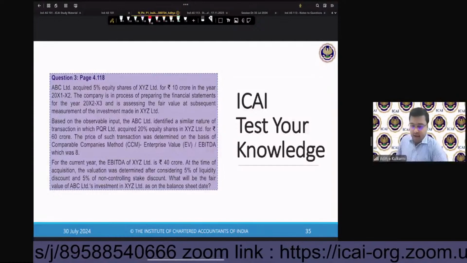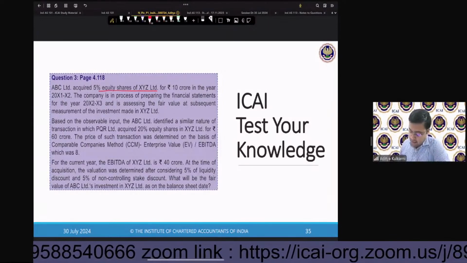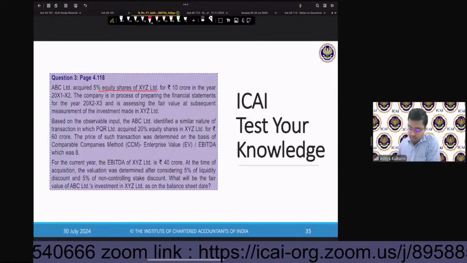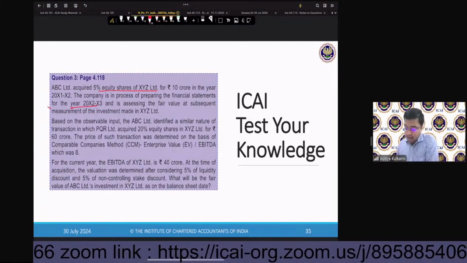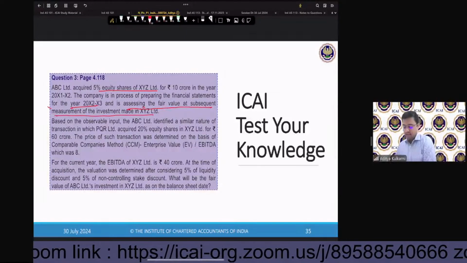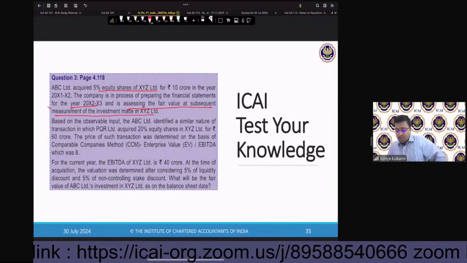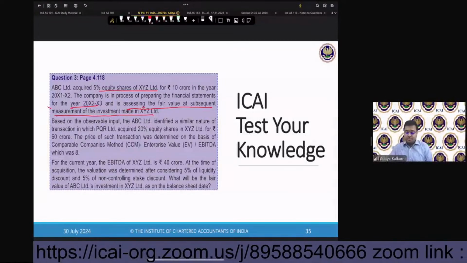ABC Limited acquired 5% equity shares of XYZ Limited for 10 crores in the year X1, X2. The company is in the process of preparing the financial statements for the year X2, X3, and is assessing the fair value at subsequent measurement of the investment made in XYZ Limited.